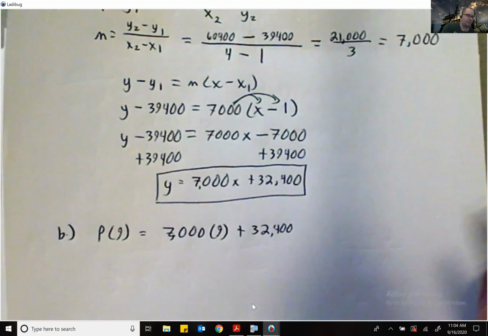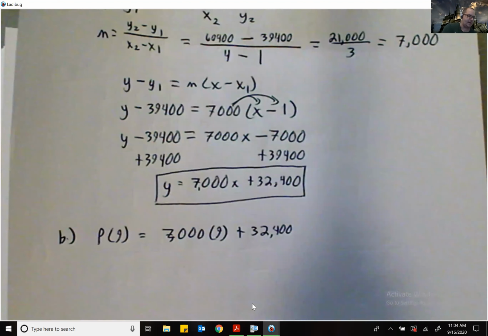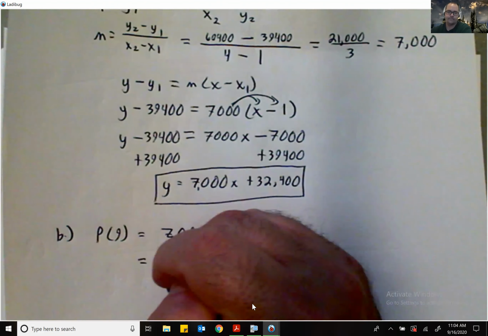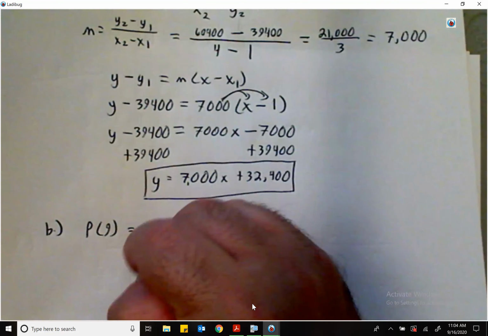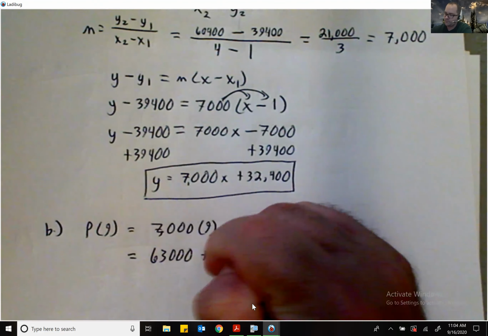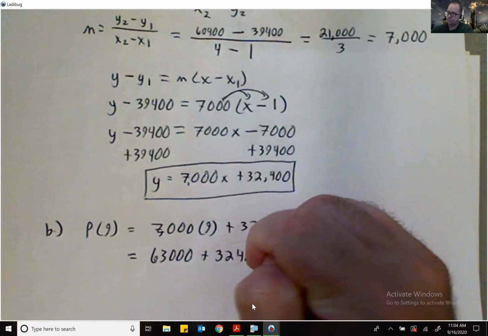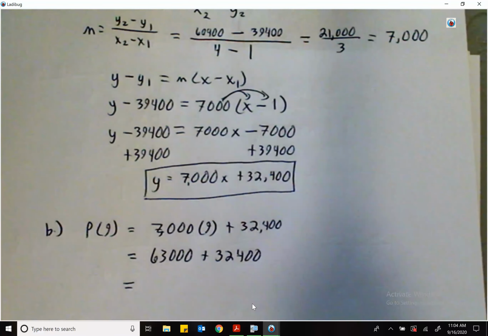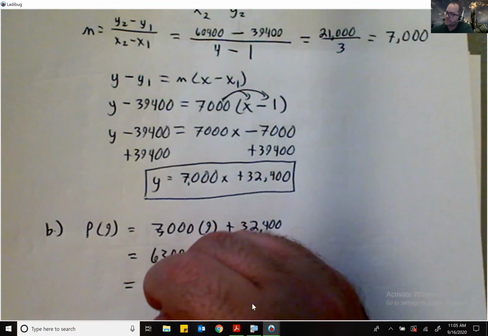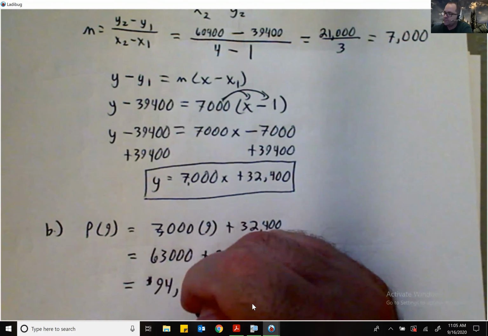So what is 7,000 times 9? 63,000. And then we're just going to add 32,400 onto that. What do we get? 95,400. And this will be dollars. That is their profit. So in 9 years, they will have, I don't know why I put 94. That should be a 95.